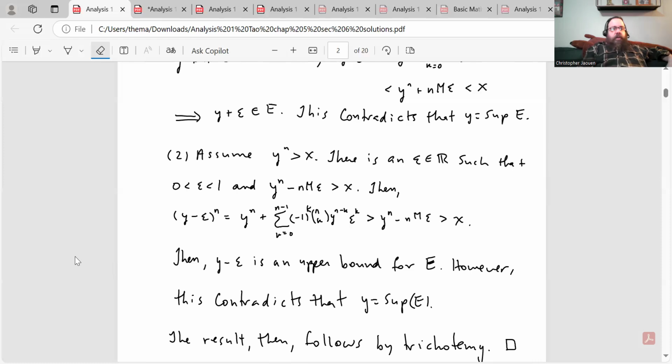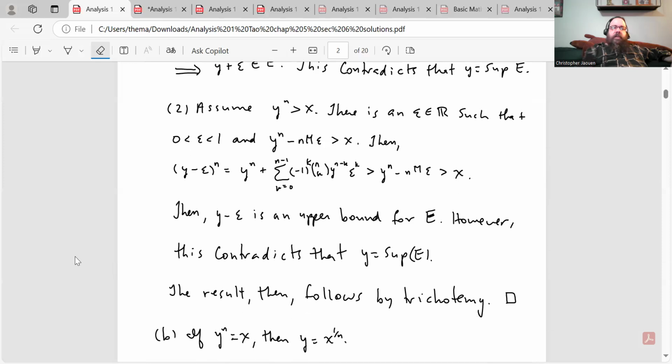Assume y to the n is greater than x, then there is an epsilon in R such that epsilon is between 0 and 1, and y to the n minus n m epsilon is greater than x. Again, you could do that by the Archimedean property. Then (y minus epsilon) to the n is equal to, again by the binomial theorem, y to the n plus the summation k going from 0 to n minus 1, negative 1 to the k, n choose k, y to the n minus k, epsilon to the k, which is greater than y to the n minus n m epsilon, which is greater than x by the way that we chose epsilon.